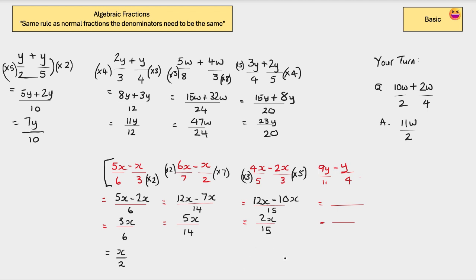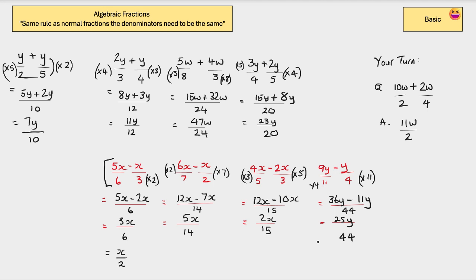And one final one. The lowest number these both go into is going to be 44. So to get to 44, we've got to times this fraction out by 11 and this one by 4. So they both make 44 as a denominator. 4 times 9 is 36y, subtract y times 11, which is 11y. So the answer is 36 minus 11 is 25y over 44. That line's a bit high.